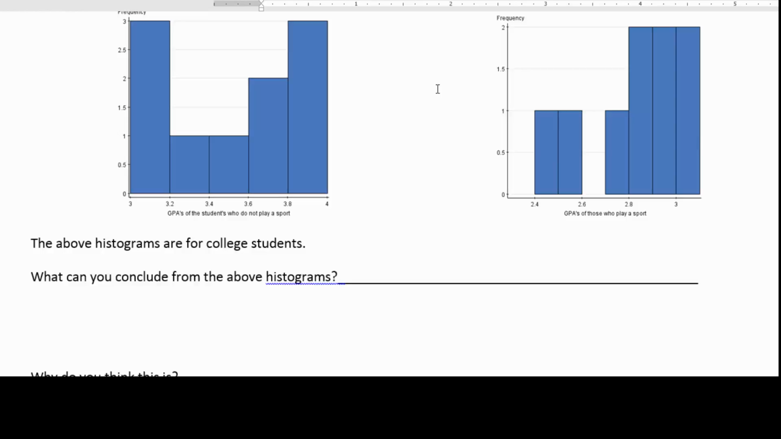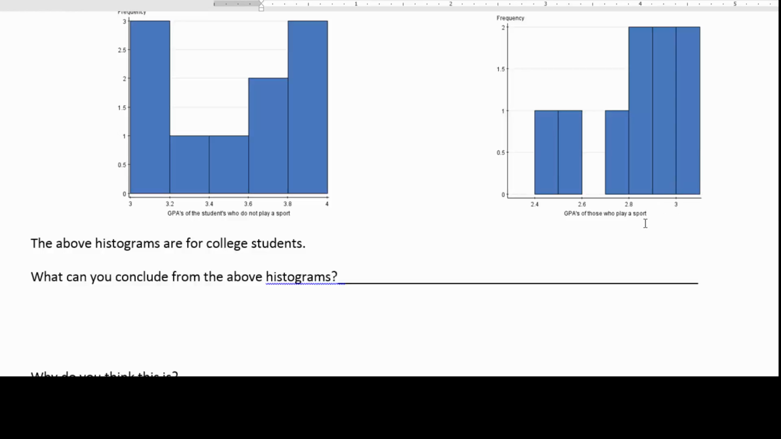Alright, so the conclusion you should have is that the GPAs of students who do not play a sport is higher than those that do play a sport. Now the graphs are misleading. What you got to really pay attention to is the numbers at the bottom of the screen. So for the ones that do not play a sport, the low end of that is a 3, whereas the higher end is a 4. And on those who do play a sport, the low end is a 2.4 and the high end is, it's kind of hard to tell.